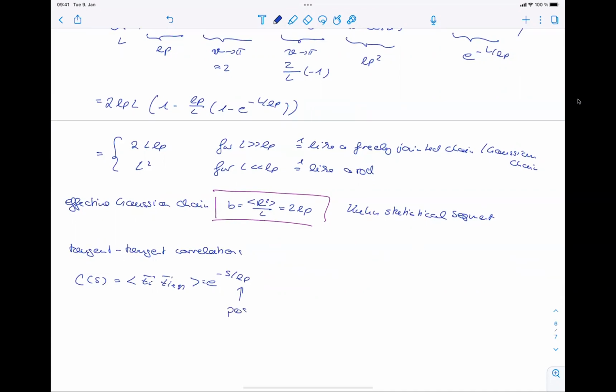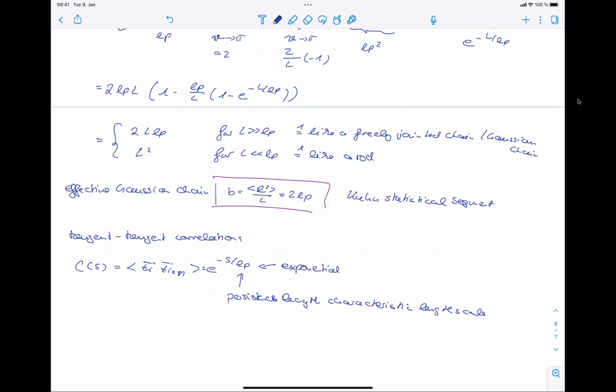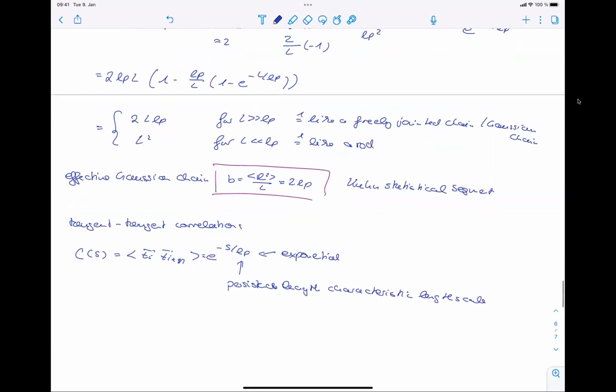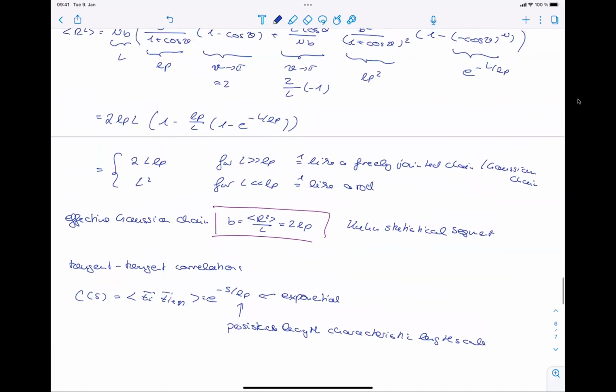So the persistence length is the characteristic length scale. And so we find an exponential decay of correlations, again, being consistent with our expectation that we have short range correlations.